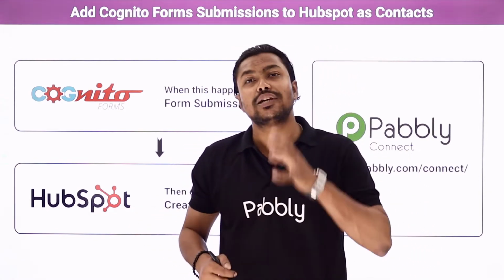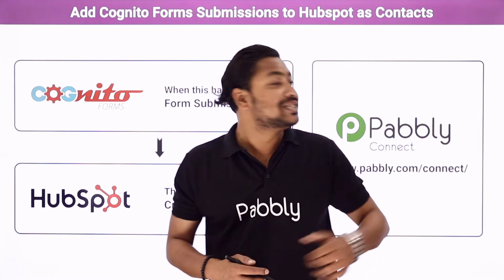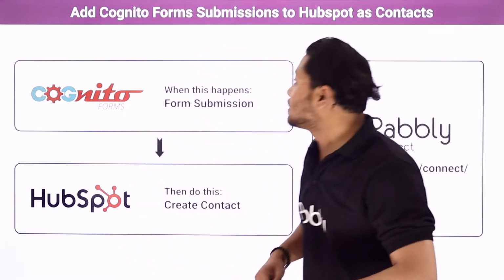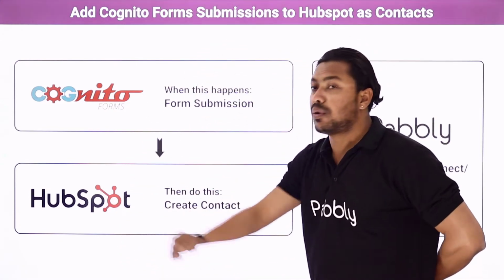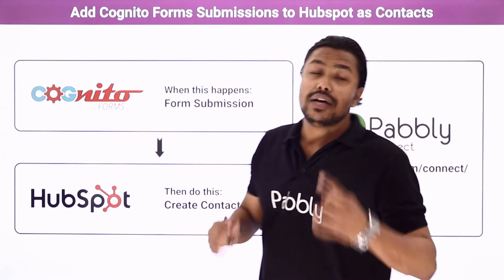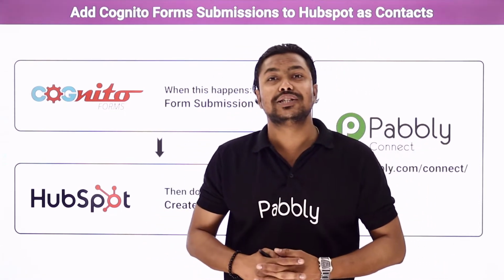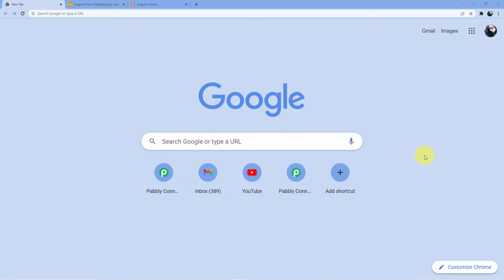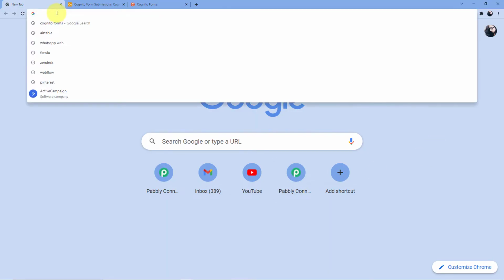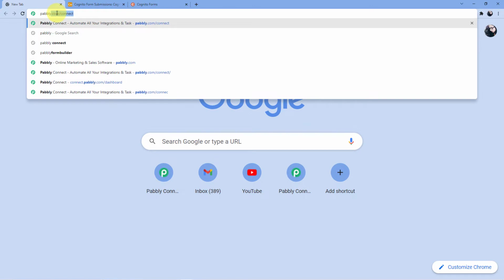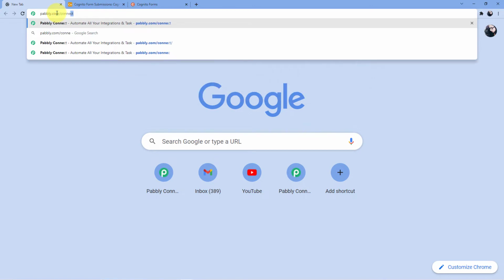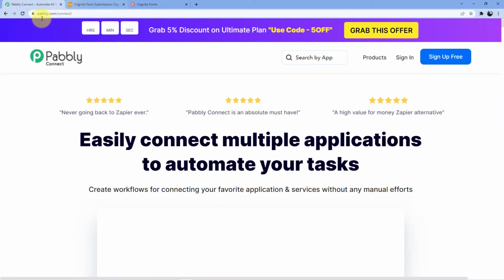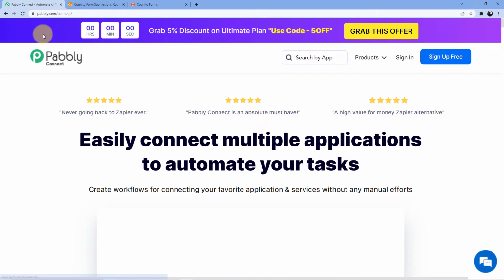Now to do this automation, we are going to use an integration and automation service, Pabbly Connect, which will help us connect Cognito Forms and HubSpot together. Now, if you want to learn how to do this automation, you have to come with me to the screen. So welcome back to our screen, and now what we have to do, we have to go to the address bar and type in pabbly.com/connect and press enter, and as soon as you press enter you will be redirected to this page, and here you have two options.